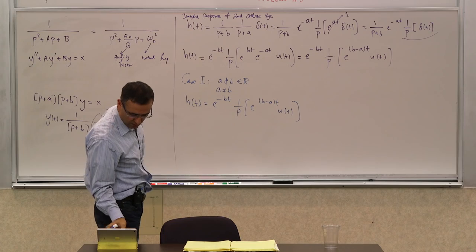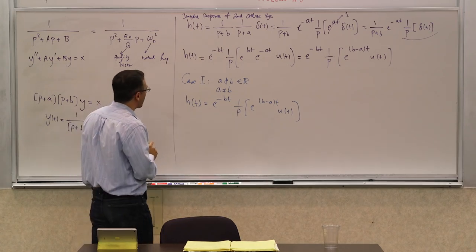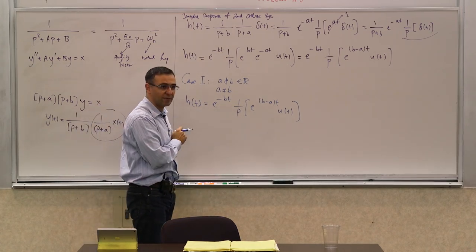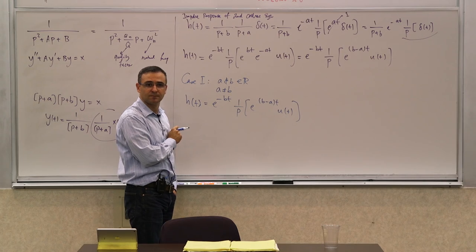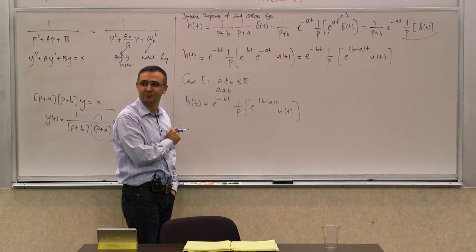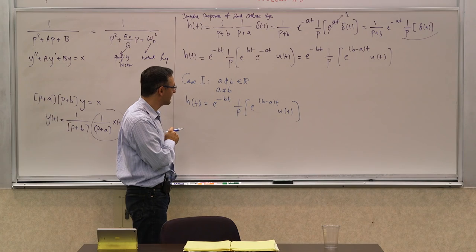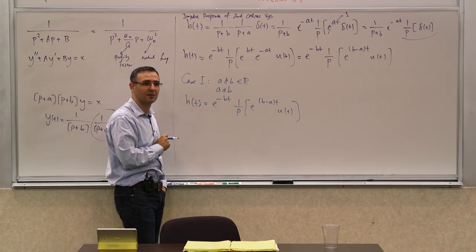Something happened. Can we calculate this? How? Anyone wants to take a stab at it? How can we simplify this?